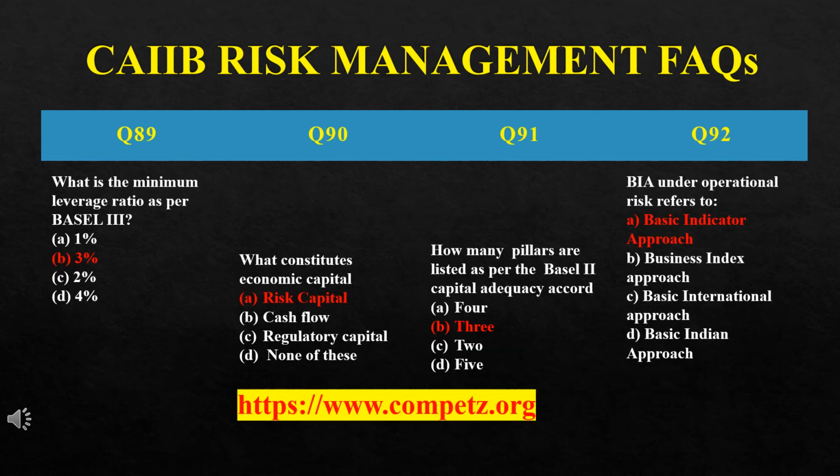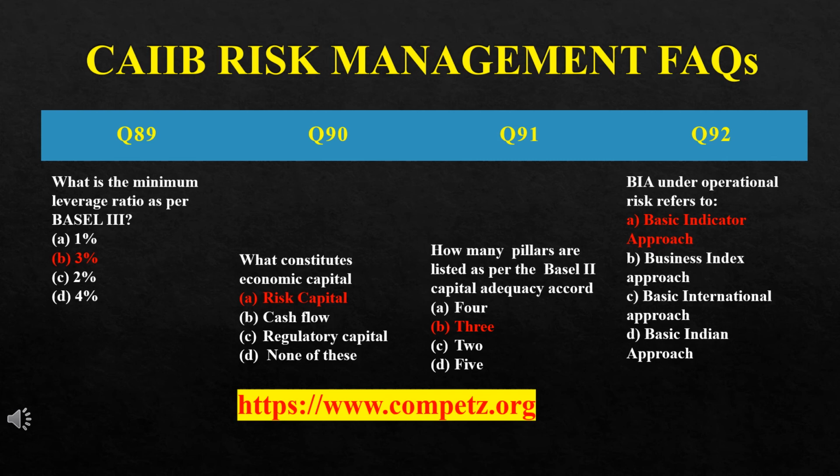Now question number 89. See here, look at the screen. There are 4 questions in this slide. We will see one by one. The first question here in this slide is, what is the minimum leverage ratio as per Basel III? Look at the screen. I will move a little fast. Look at the screen and the options. I will only let you know what is the answer and what is the reason behind the answer. There are 4 options given: 1%, 3%, 2% and 4%.